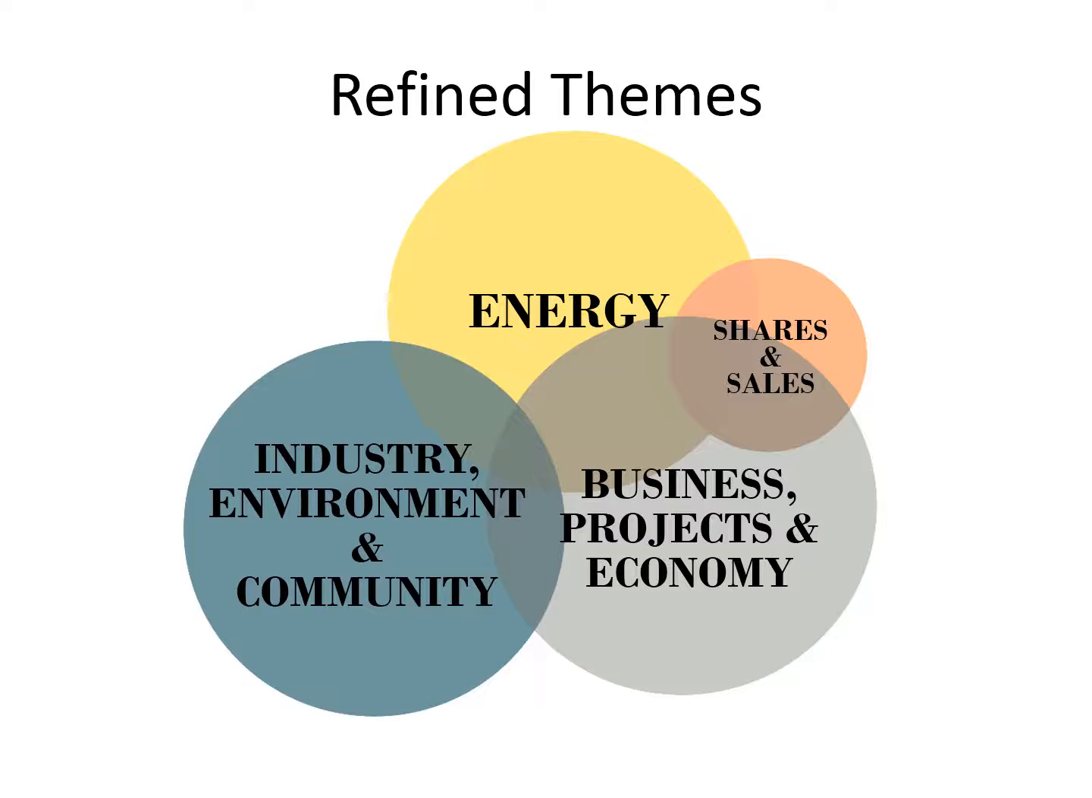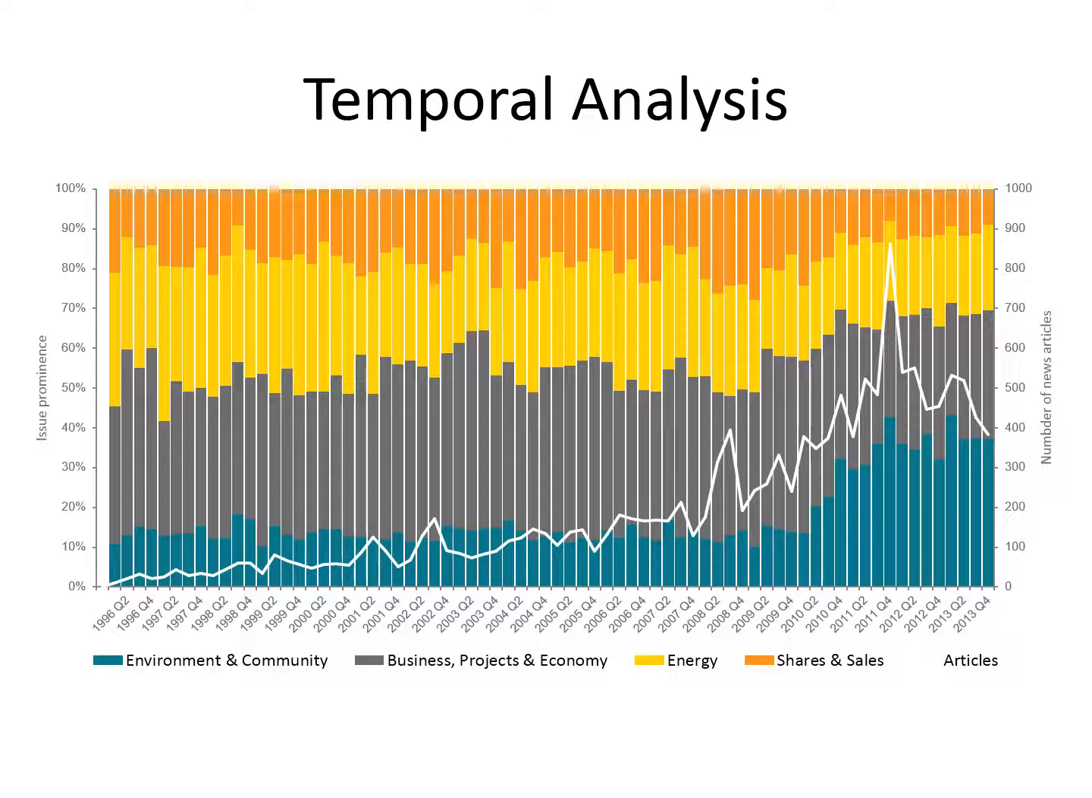And this was really working with my collaborator at the time, Dr. Elizabeth Mitchell. We got to this point where we thought, yeah, these are the 4 major elements to this story. One around energy, another around shares and sales, another around business projects and economy, and the 4th one around industry and its relationship to the environment and community. These were the real 4 emergent themes. So with these in hand, what we could then do is the temporal analysis and see how the prominence of these themes has changed in the media over time. And that's what this temporal analysis shows.